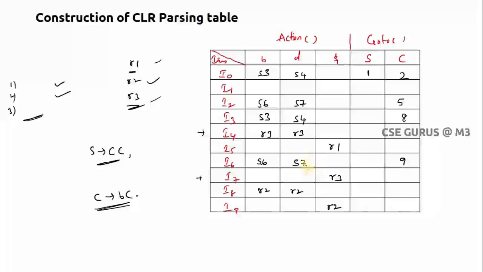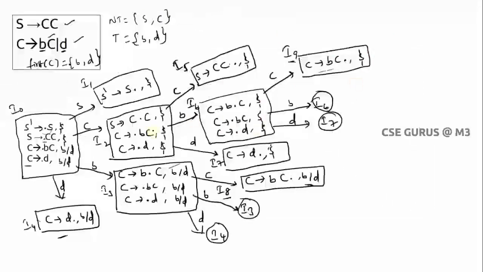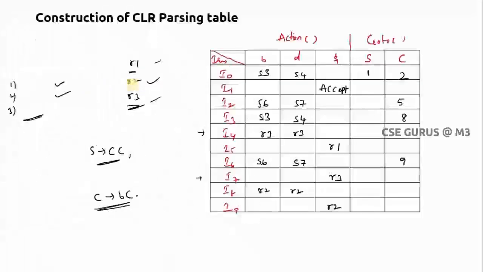What about accept? I told you, in I1 to dollar you need to write accept, because you can find S dash tends to S dot in I1. So there, I1 to dollar, you have to write accept. Now in the parsing table, you can see all the actions: shift you got it, reduce you got it, accept you got it. What about the error? Whatever the empty cells are, those are all errors. So like this you can construct the CLR parsing table.